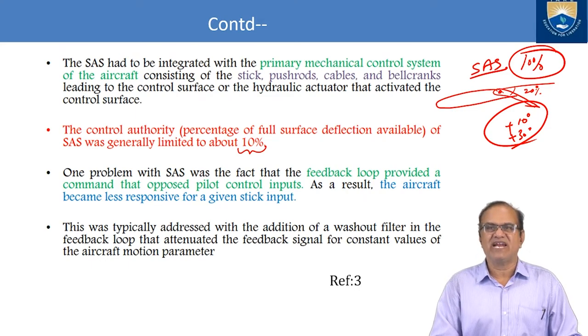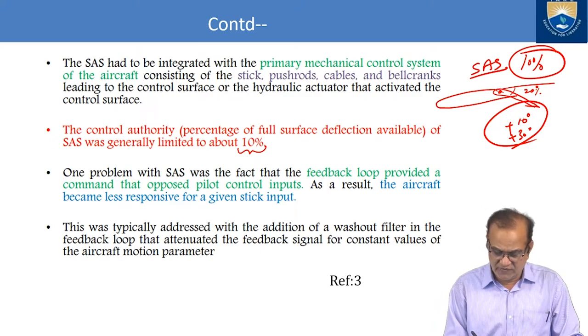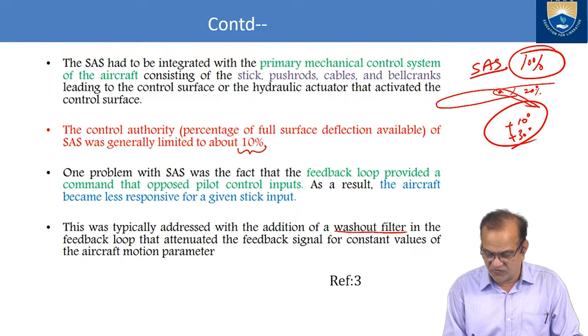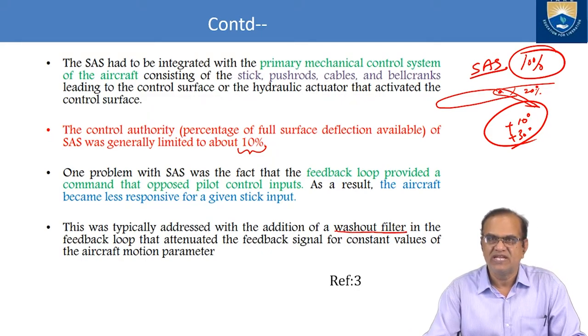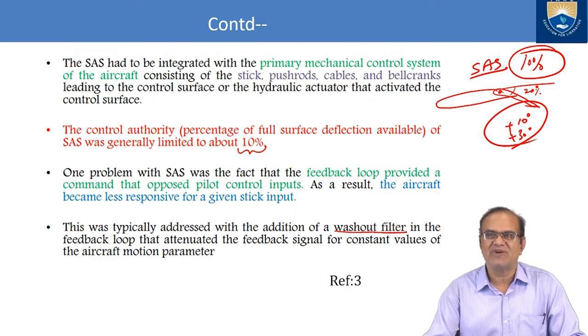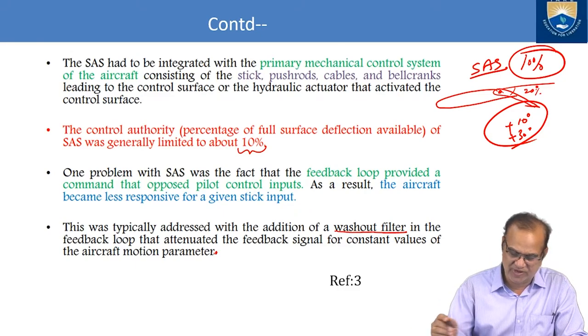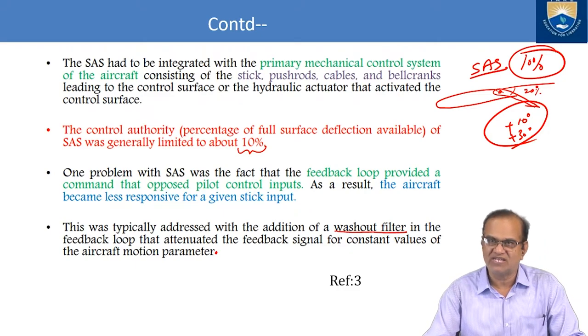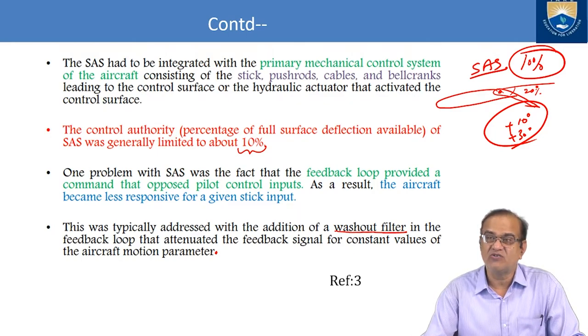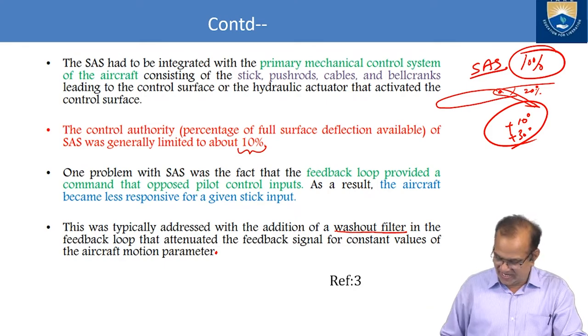This was typically addressed with the addition of a washout filter. For this reason, a washout filter was used in the feedback loop that attenuated the feedback signal for a constant value of the aircraft motion parameter. So, as per the motion parameter, it was deflected, and this was done with the help of the washout filter in the feedback system.